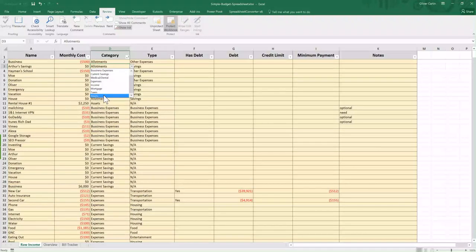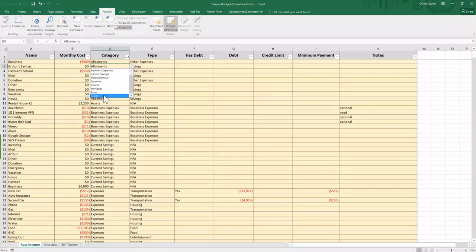Assets needs a little bit of explaining. Basically, for the purpose of this spreadsheet, an asset is anything that puts money into your bank account every month, all right? So for example, you might think your house is an asset. Well, if you're living in your house, then that is actually taking money away from you every month.